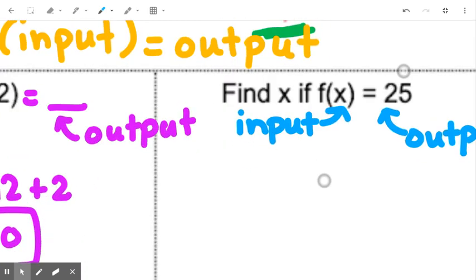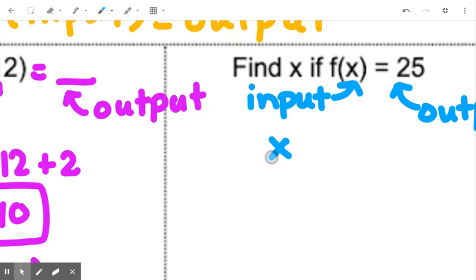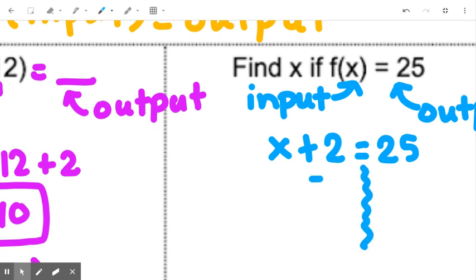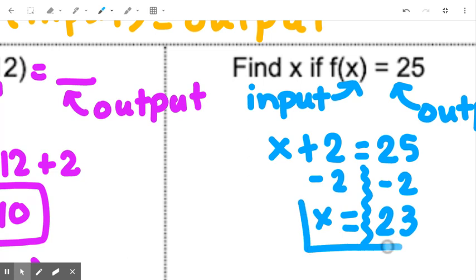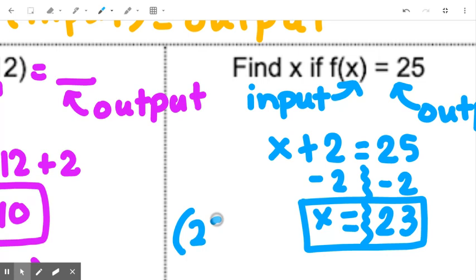So I'm just going to come down here and write an equation. X plus 2 equals 25. I know my rule, my X plus 2 has to total 25. I'm finding the input. So now I can solve that by subtracting 2 on each side. And that means X is going to equal 23. And that's my answer.